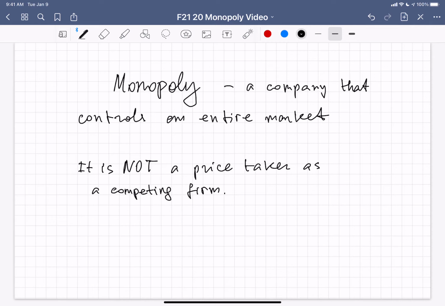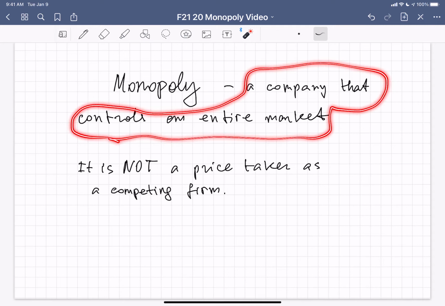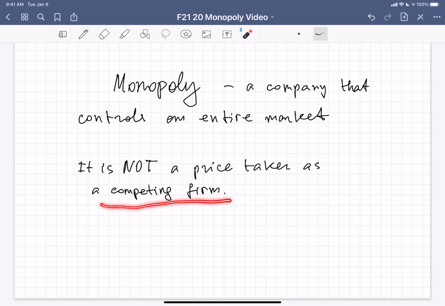Hello everybody, here comes another iteration of me explaining the topic of Monopoly. My previous video lesson was 17 minutes long, so I'll try to make it even shorter this time and hopefully even more meaningful. So we're going to talk about Monopoly, a company that controls an entire market. Something quite different from perfect competition that we discussed earlier.